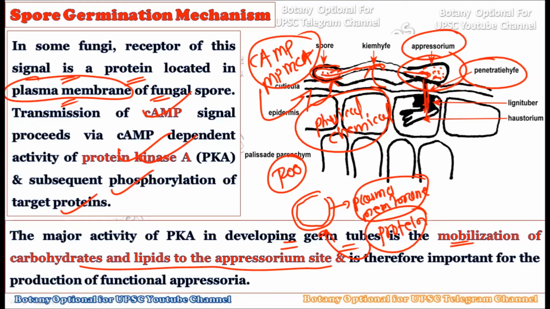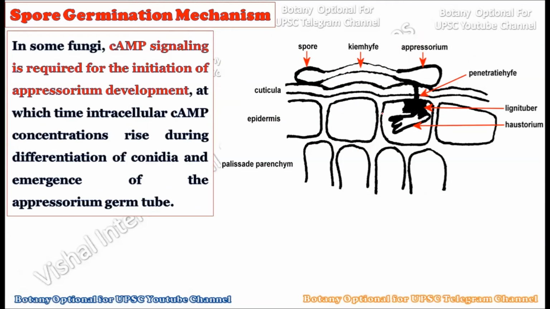Once these signals are received in a positive way, they can actually transfer the food material which is present within the spore to the appressorium. Okay, so the signaling is always important here. Now it is therefore important for the production of the functional appressoria. So here the functional appressoria is going to be created after there is a transfer of the food material to the appressorium, which is the further link for the infection.